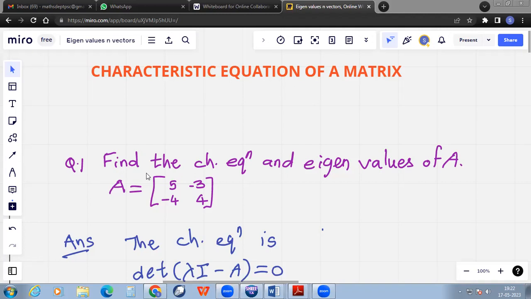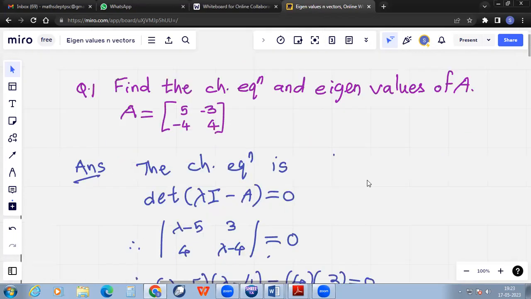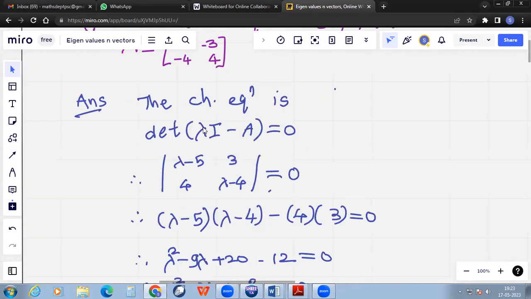First example asks us to find the characteristic equation and eigenvalues of matrix A, and matrix A is given to us. We know what is characteristic matrix. Lambda times I minus A is known as characteristic matrix. Its determinant is called the characteristic polynomial, and when we equate such polynomial to 0, we get an equation. This equation is called as characteristic equation of matrix A.